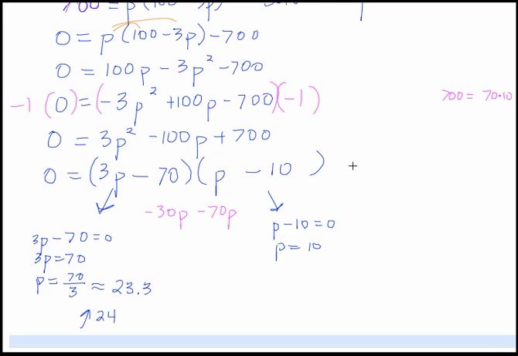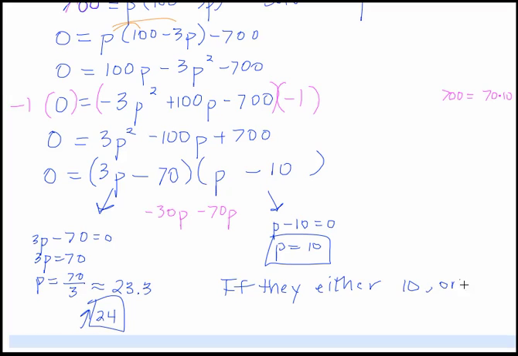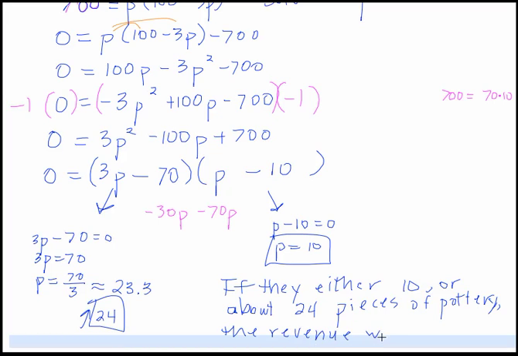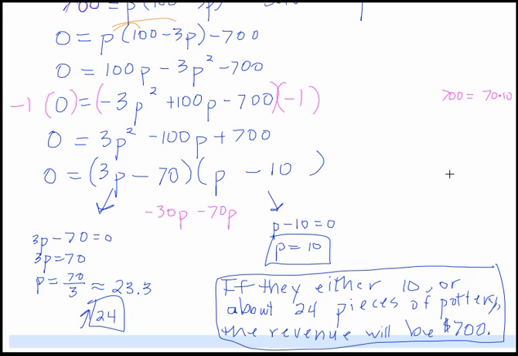Okay, so let's circle these. So if they sell either 10 or about 24, that's a rough estimate there since we got a decimal, pieces of pottery, the revenue will be $700. Which sounds a little bit strange. How come you would sell more and still make the same amount of revenue? Maybe, who knows, maybe they discounted the pottery or something at some point.